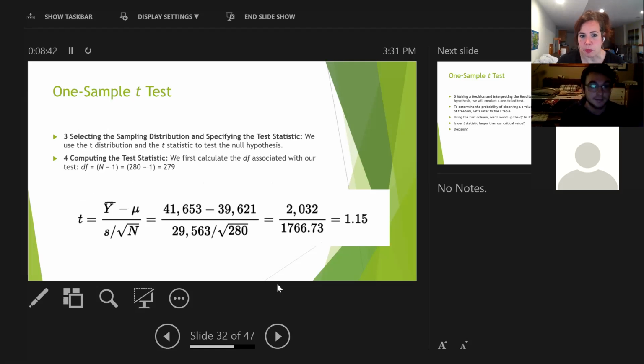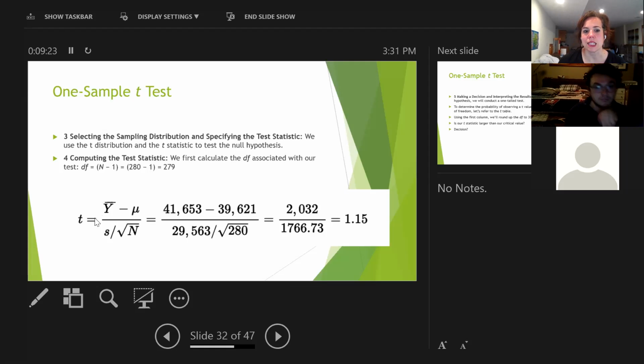So we are going to have to use the t-distribution. So step 3, select the sampling distribution and specific tests. We have to use the t-distribution and the t-statistics because we are missing something. What are we missing? Standard deviation of the population. Exactly. So we're going to be using the standard deviation of the sample since we don't have the population, but because of that, we cannot use a z-test. We have to use a t-test. So first we have to calculate the degrees of freedom associated with our test. Again, degrees of freedom is n minus 1. N is 280 minus 1. That gives us 279.